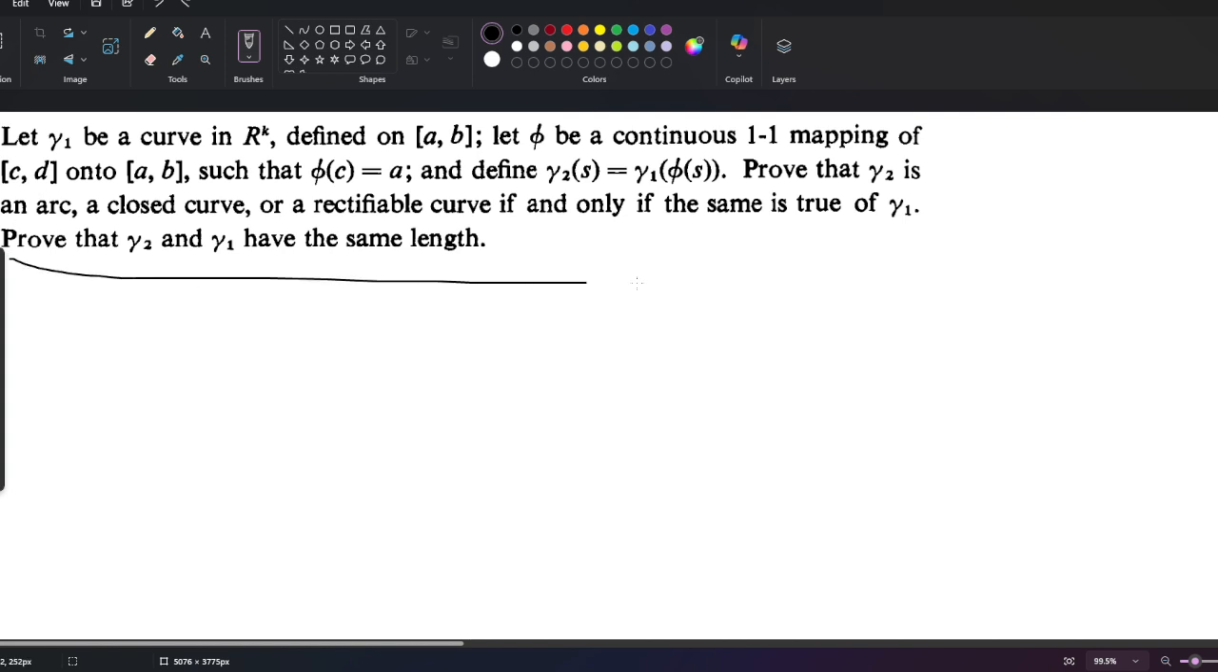Hello, today we have this problem. I initially thought it was going to be complicated, but it's actually fairly simple.